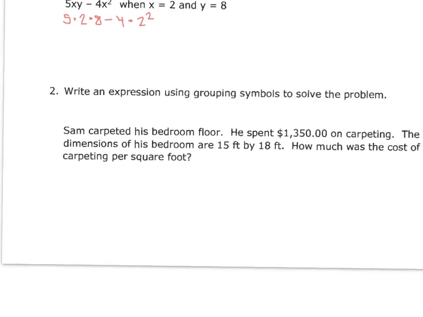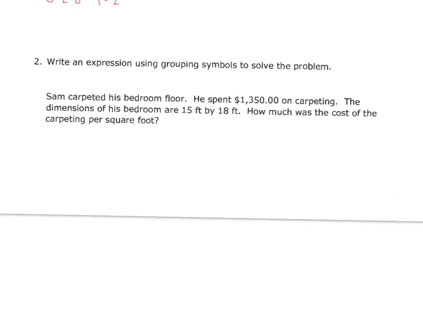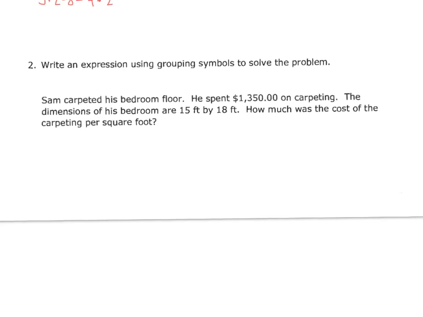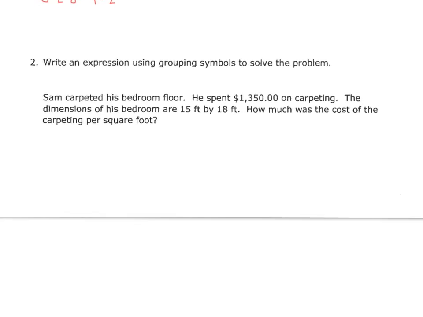And then for the last problem, it says write an expression using grouping symbols to solve the problem. Sam carpeted his bedroom floor. He spent $1,350 on carpeting. The dimensions of his bedroom are 15 feet by 18 feet. How much was the cost of the carpeting per square foot? At this time, please pause the video while you complete these problems. When you're ready to check your answers, press play.